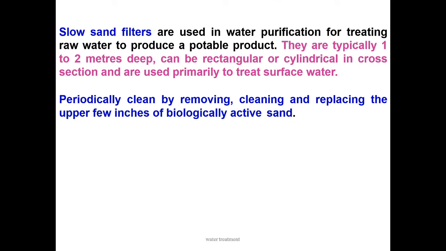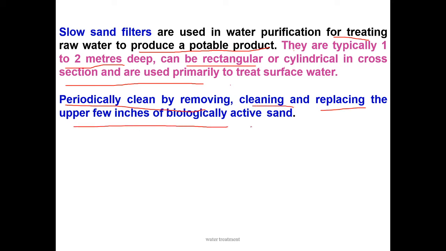The slow sand filters are used in water purification for treating raw water to produce a potable product. They are typically 1 to 2 meters deep, can be rectangular or cylindrical in cross section, and are used primarily to treat surface water. Periodically they are cleaned by removing, cleaning and replacing the upper few inches of biologically activated sand.